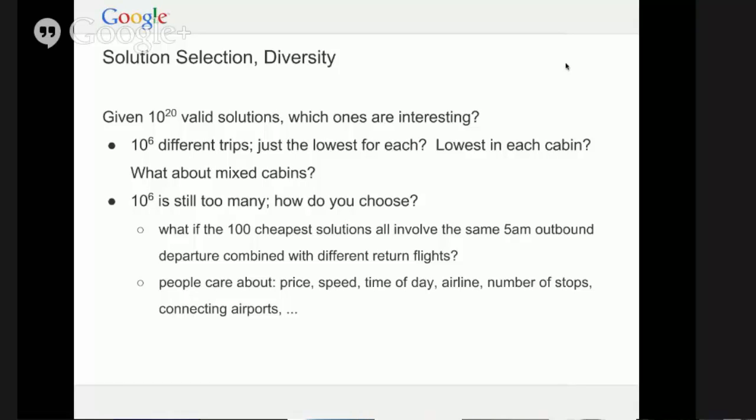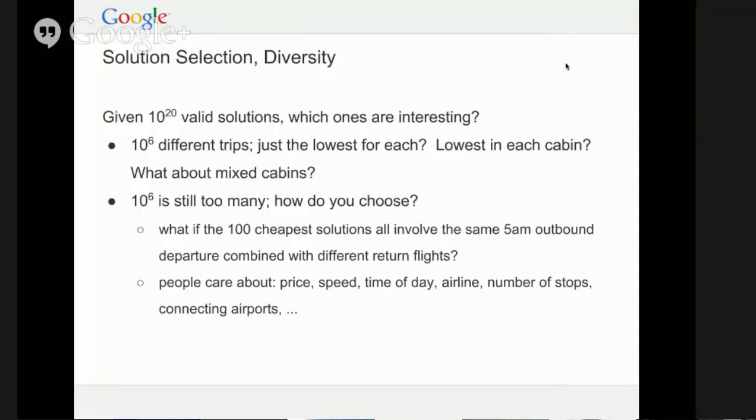Like maybe if I paid just $10 more, then I would get a flight that is 5 hours shorter than what you're offering me right now for just $10 cheaper. I mean, I'm willing to pay that $10 more. So now the question becomes, it's not just about giving the cheapest ones, but giving the most interesting solutions.